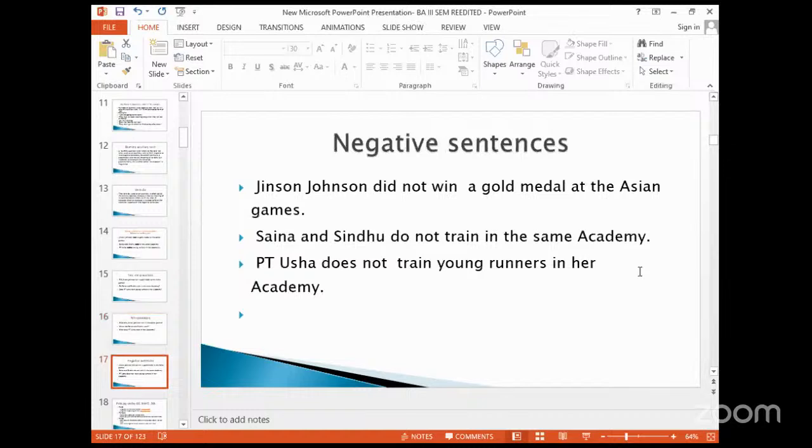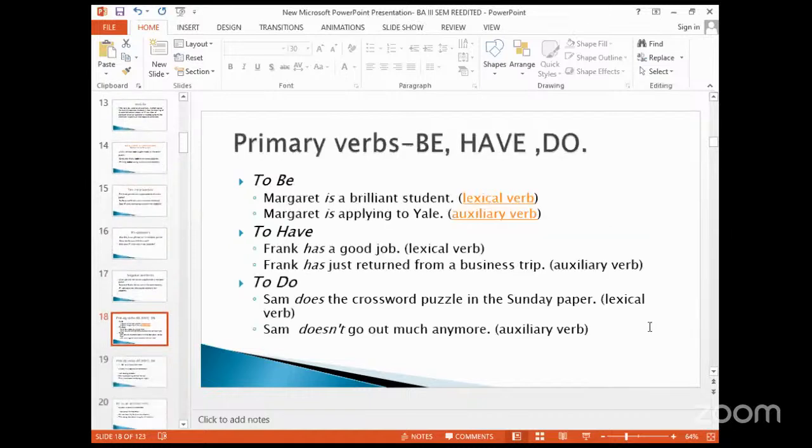Now coming to the negative sentences again. Vincent Johnson did not win a gold medal at the Asian Games. Sindhu did not train in the same academy. As I told you, not is to be placed immediately after the first operator, right? PT Usha does not train young runners in her academy.